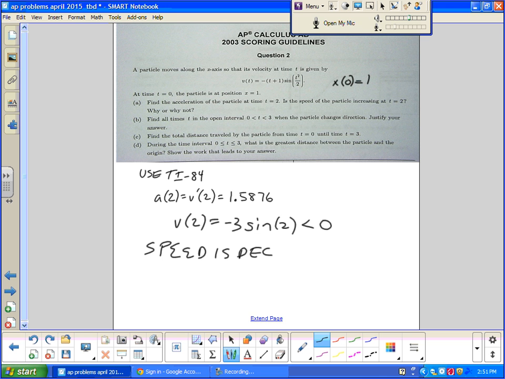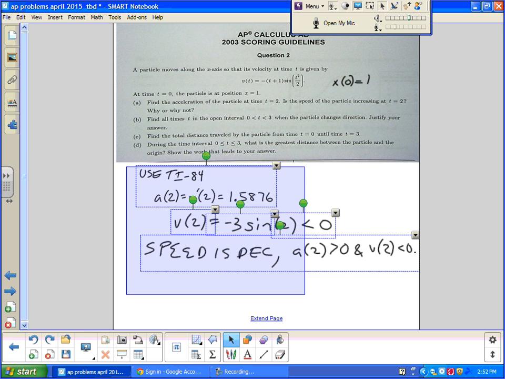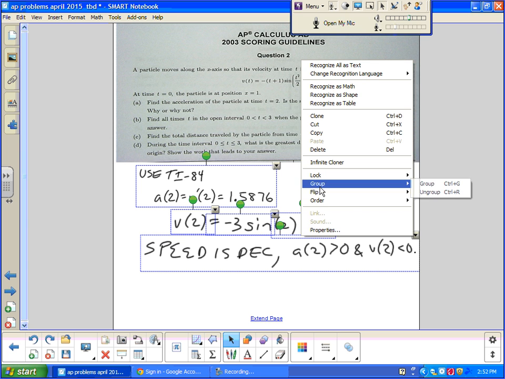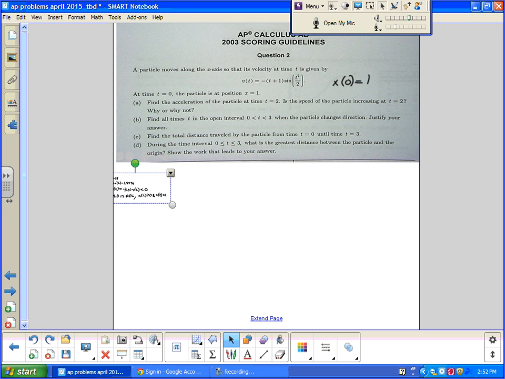And the reason is A of 2 is greater than 0 and V of 2 is less than 0. All right? So speed is decreasing with reason is the other point. 2 points here. All right? Does that kind of make sense to everybody? All right. And again, I will tell you right now the velocity was increasing, but they didn't ask for velocity, they asked for speed.